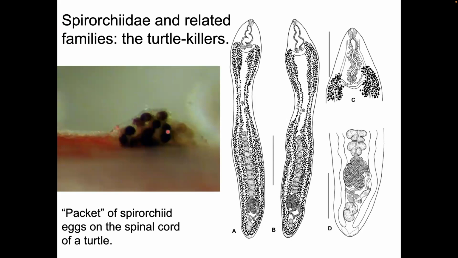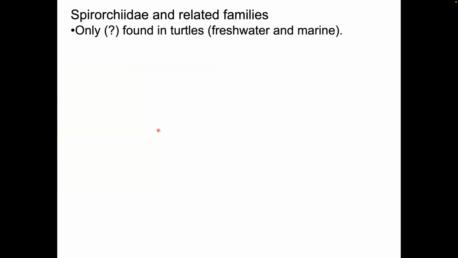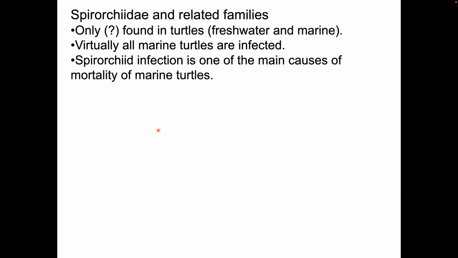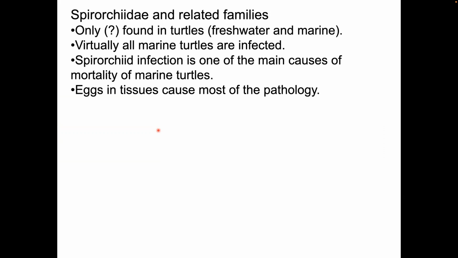Quite often, when you open up a turtle, you see things like this. This is a little packet, almost like a granuloma, but I think not quite, of spirorchid eggs on the spinal cord of a turtle. The damage that these things do to turtles is extraordinary. And every turtle anyone in Australia has ever examined has been infected. So as far as we know, they're only found in turtles. Virtually all are infected.